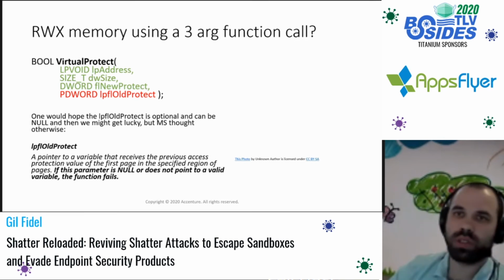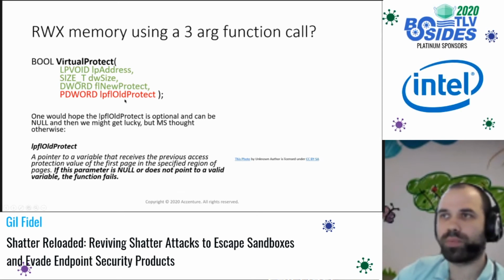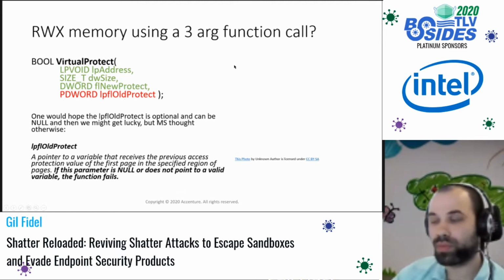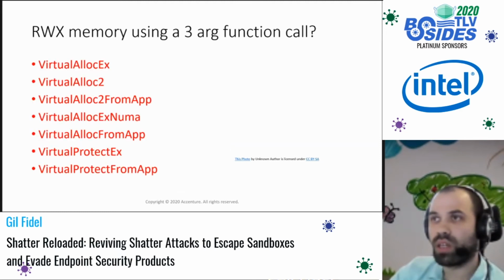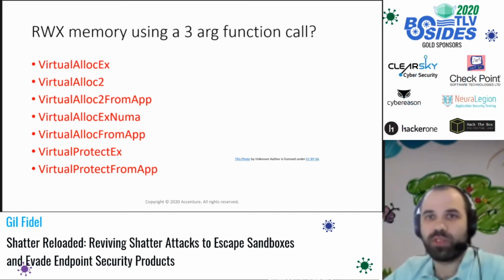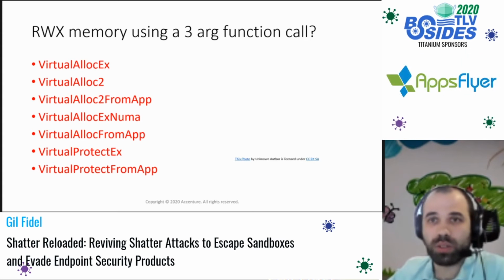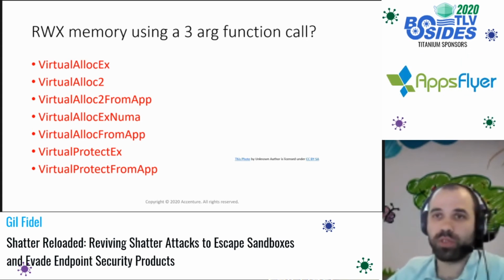But unfortunately, Microsoft didn't really want anyone to do that, as the documentation clearly says that if you pass a null or an invalid address, the function will fail. So we were sad once more. Now, there are a bunch of other VirtualAlloc or VirtualProtect-like functions, a lot more than I expected. And they all have even more arguments, so even worse than the first 2.